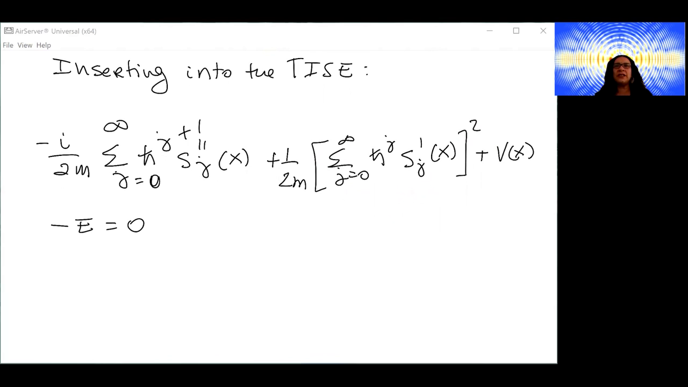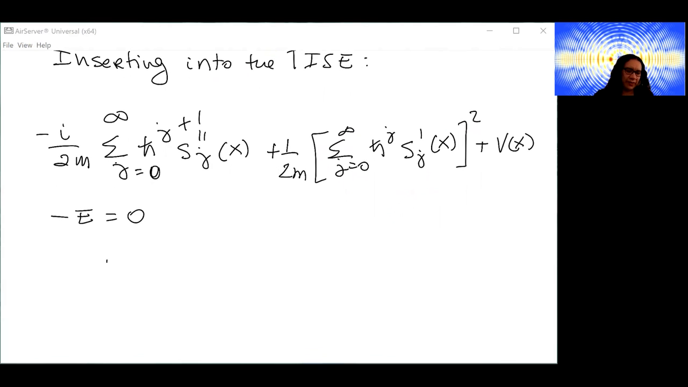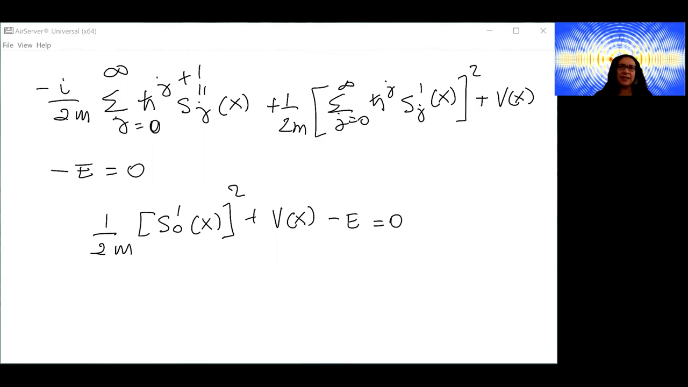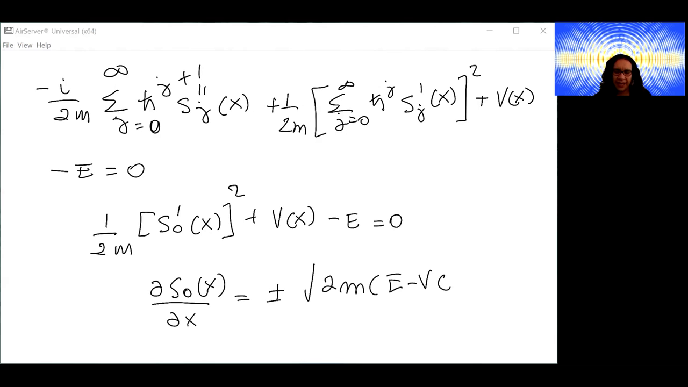So to 0th order, we're going to find 1 over 2m S0 dash squared. And this is something we have already considered when I showed you the limit of h bar going to 0. And this means then that if we rearrange this, S0 dash (x) is plus minus the square root of 2m (E minus V(x)).